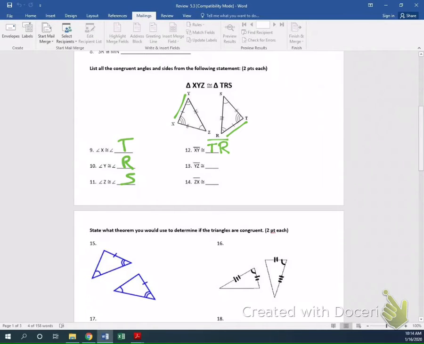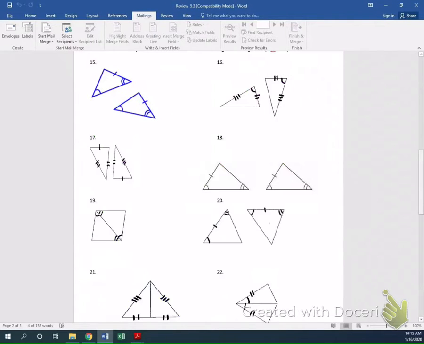Okay. YZ, RS. RS, great. Make sure you're putting the symbols, the segment symbol. The angle symbols are there, but the segment symbols are not. All right, and the last one? ST, SX. Perfect. All right, so again, you're just matching up the parts that are marked congruent. We call those corresponding parts. All right, next page.